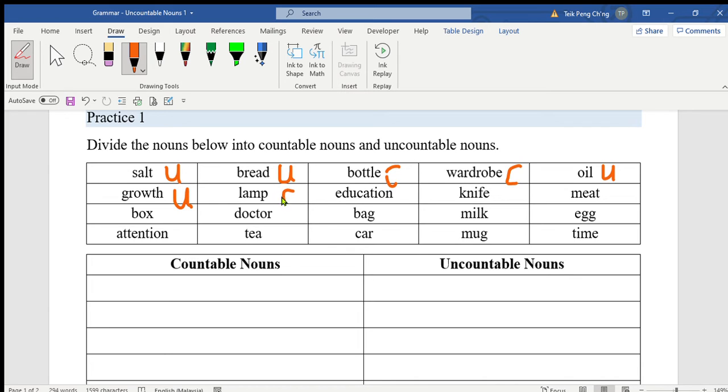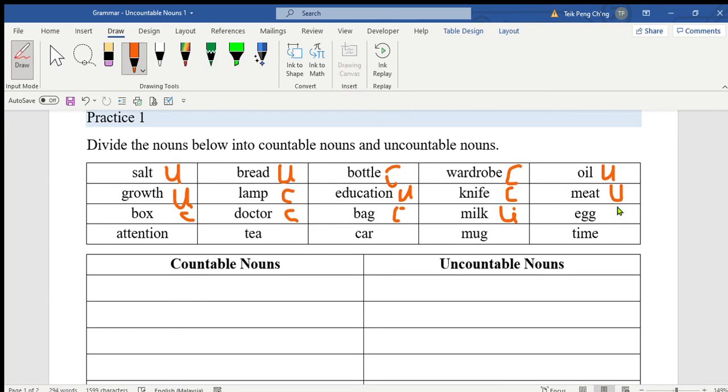Lamp, countable. Education, uncountable. Knife, countable. Meat, uncountable. Box, countable. Doctor, countable. Bag, countable. Milk, uncountable.